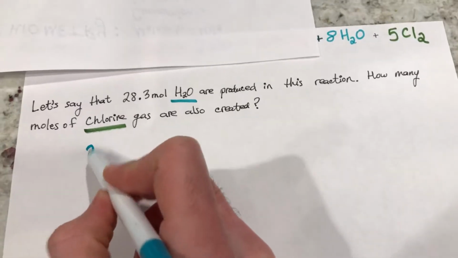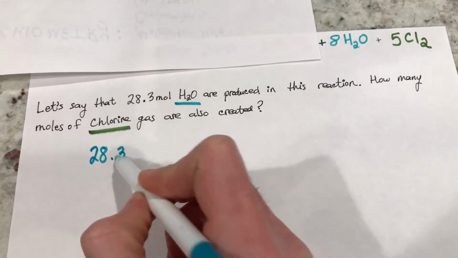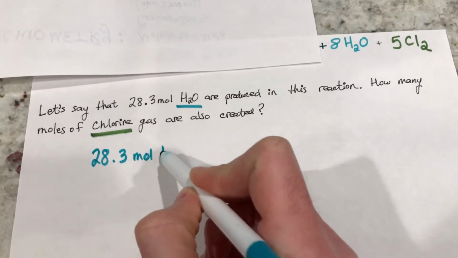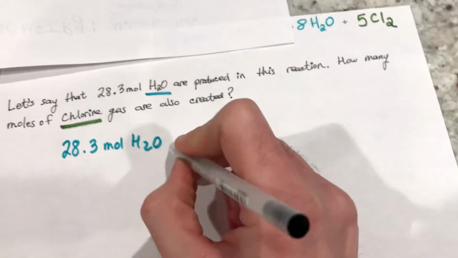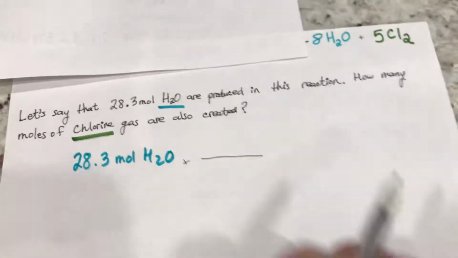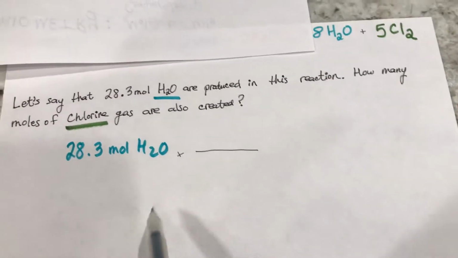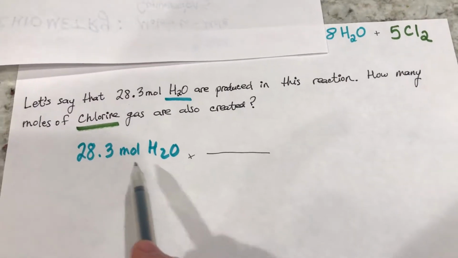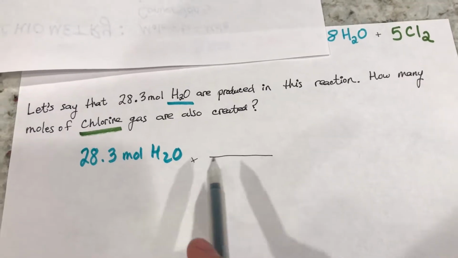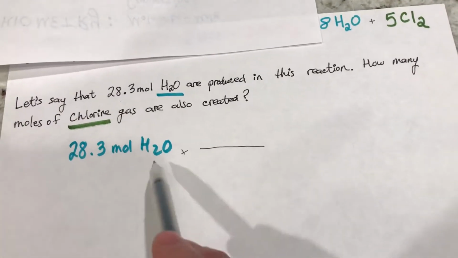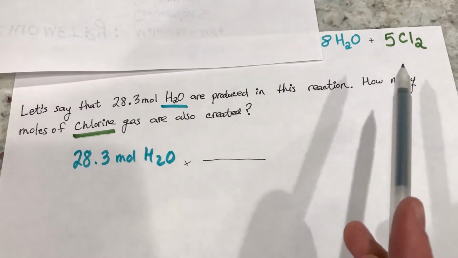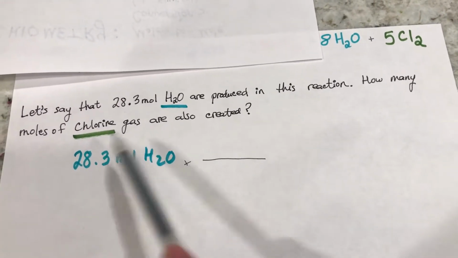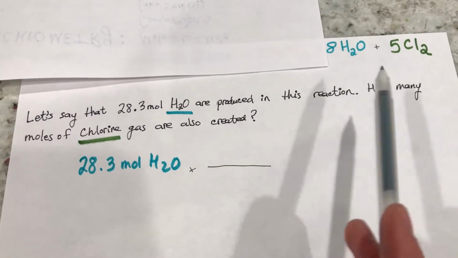So what we're going to do is jot down 28.3 moles of H2O. Show your units. A lot of people like to get lazy at this point, just do 28.3. 28.3 moles of H2O. You'll thank me later. Because again, we need to know how to convert our moles of water into moles of chlorine. All right. Oh, look, there's our relationship.